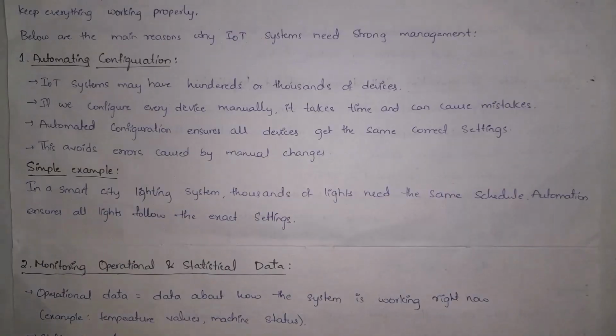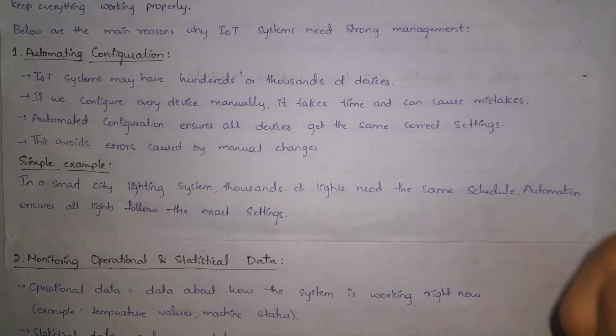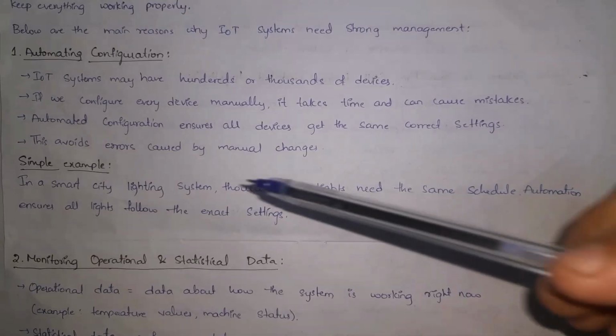Guys, I'll give some of the reasons why IoT systems need strong management. And the first one is automating configuration. Guys, IoT systems contain thousands of devices. So configuring each device manually is very tough. It will take a lot of time and cause mistakes. So by using IoT system management, we can automate configuration. Single settings can be applied to all devices, which will avoid errors.